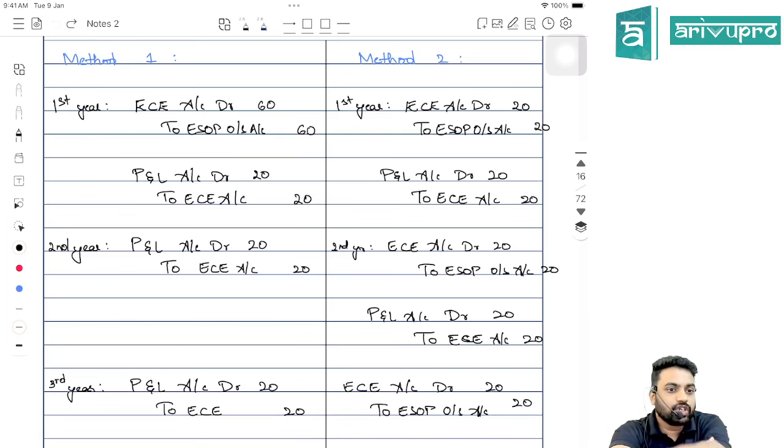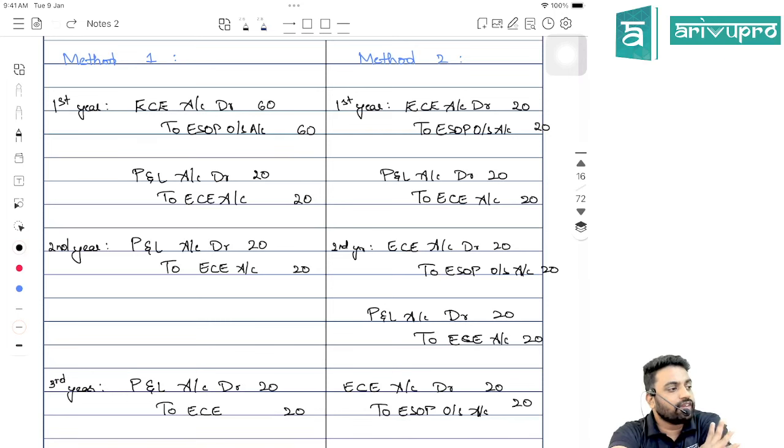Third one, you are going to write off the remaining 20. So provision will be 60, fictitious asset 0. So provision must have been created for 60. We created it to 60. Clear up? Okay. Going to the method 2.